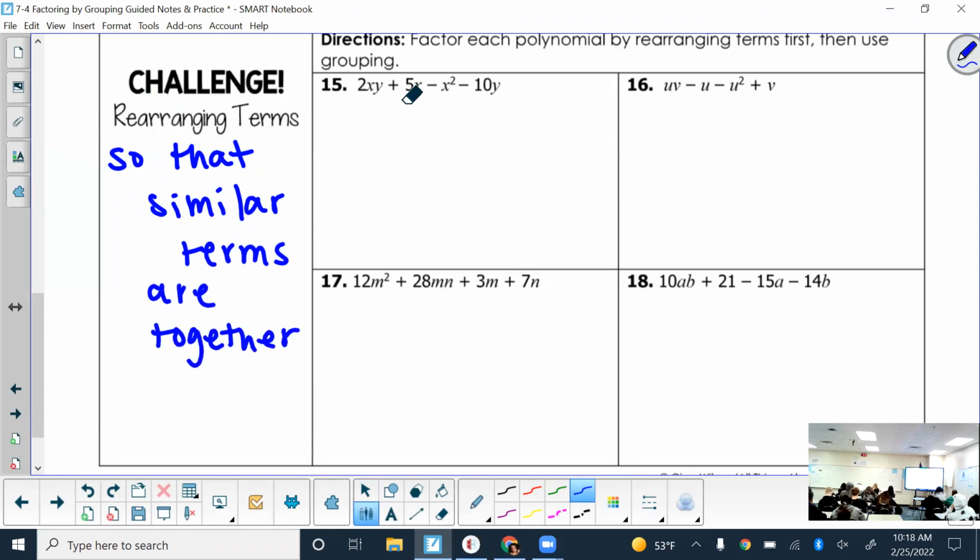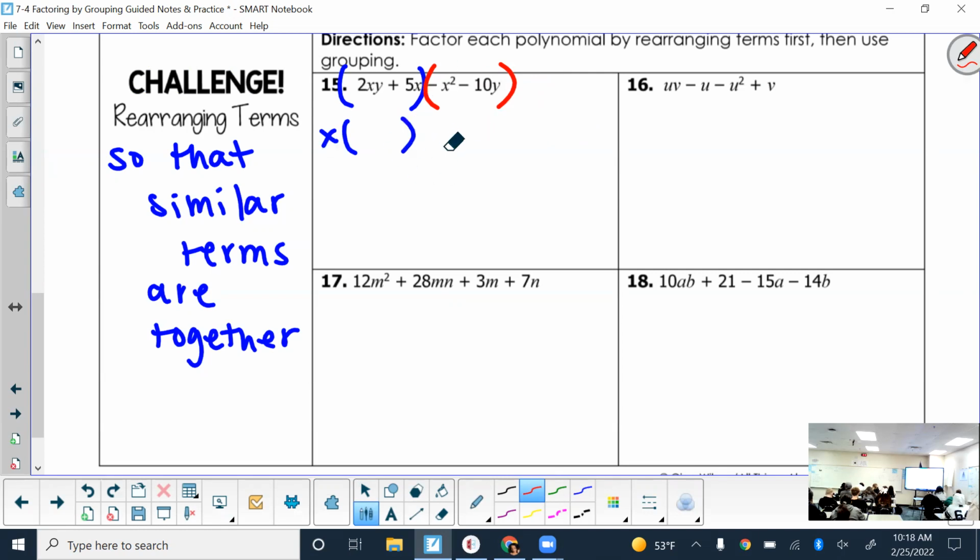And I don't necessarily want you to write down what I'm writing for 15 so far. I'll tell you when. But if I just jumped in and tried grouping the first two and then the last two, well, I do have a GCF between these two terms. What would be that GCF? X, and then I factor it out. But then do I have a GCF in the red group? No.